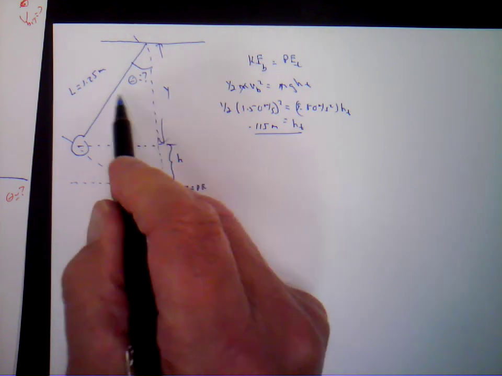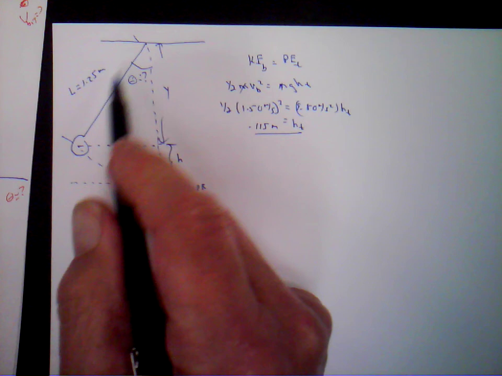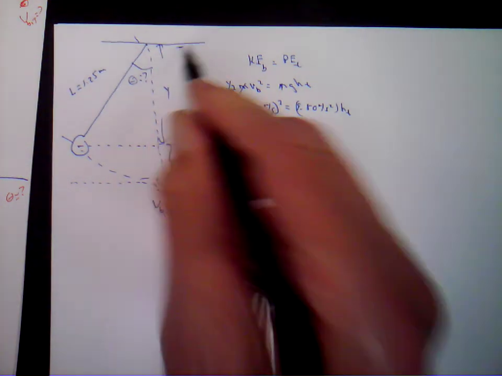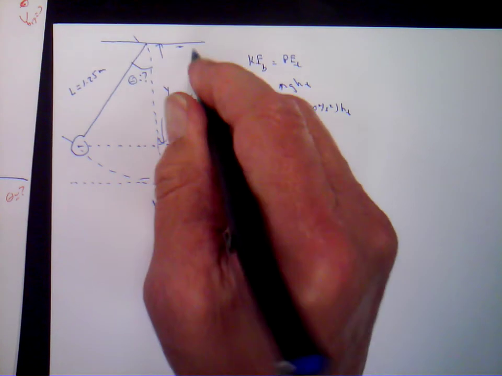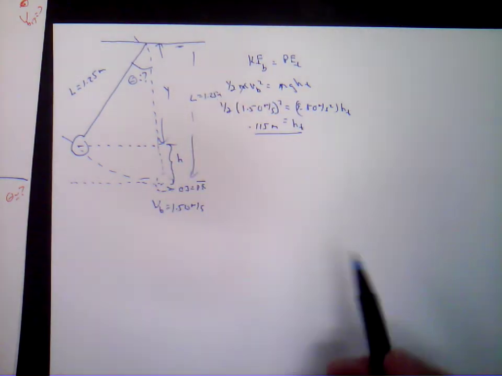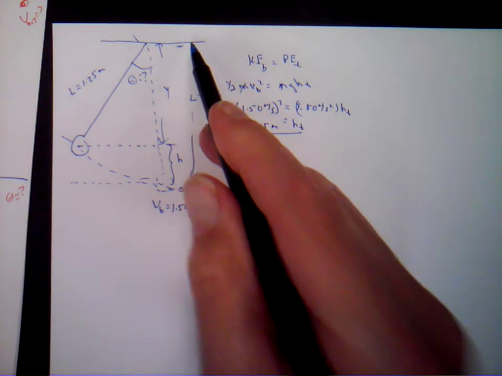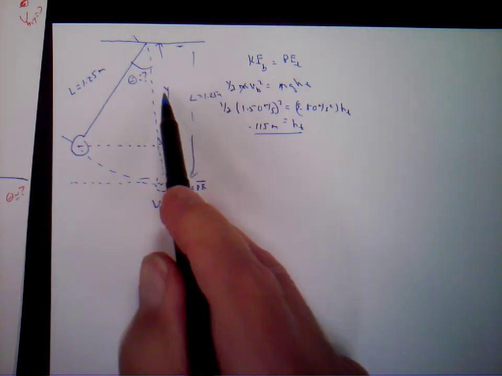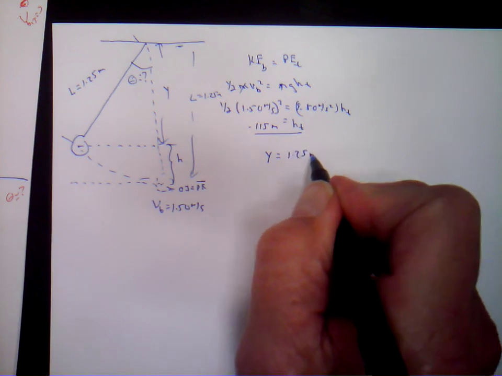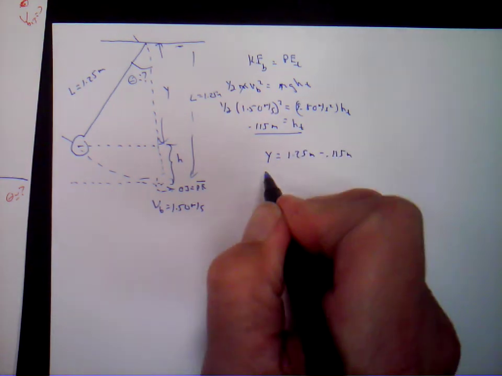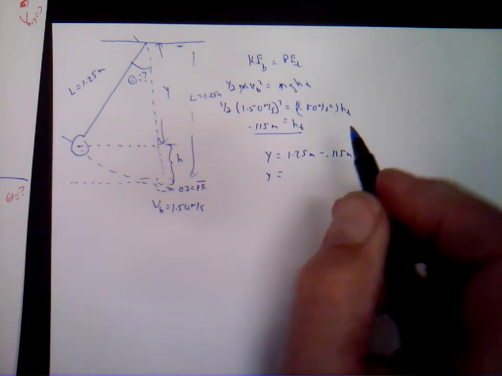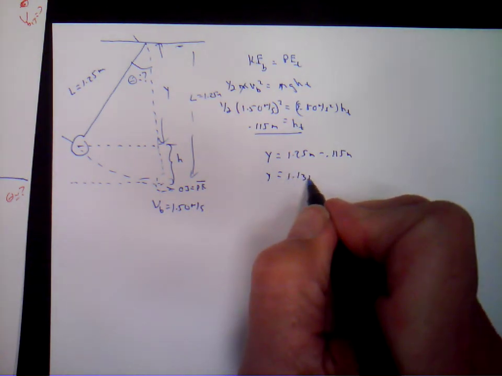Now, in order to solve for this angle, remember this is the adjacent side, and this is the hypotenuse. In order to get this angle, we need two sides. Well, we have the hypotenuse, 1.25 meters, but now we need to get this y. We know this h, and the entire length from there to there is 1.25 meters. So if I subtract this height from 1.25 meters, we get y. So y is going to be equal to 1.25 meters minus 0.115 meters. And if we do that calculation, we get 1.135 meters.